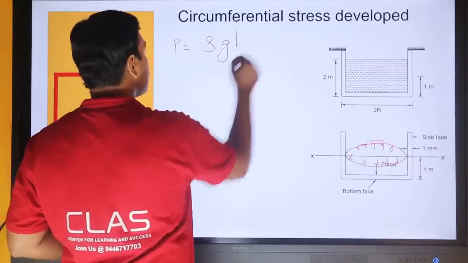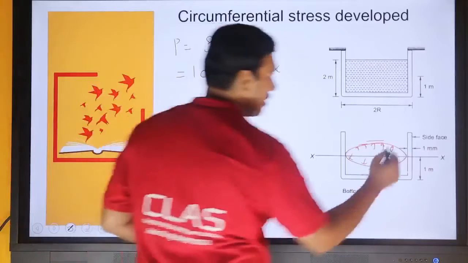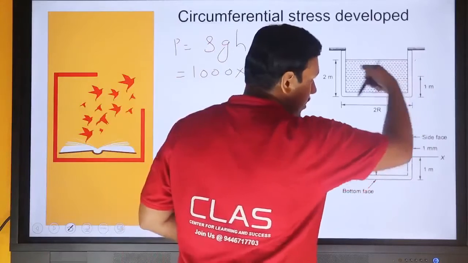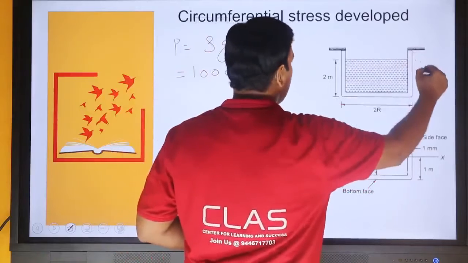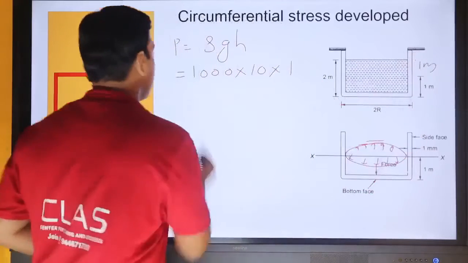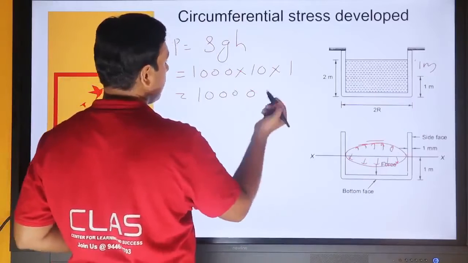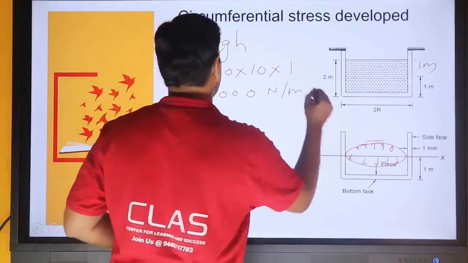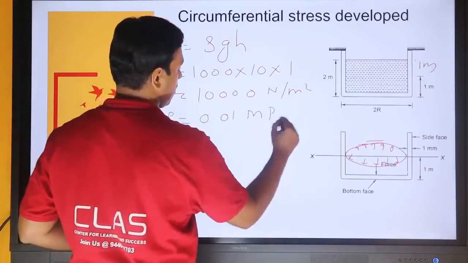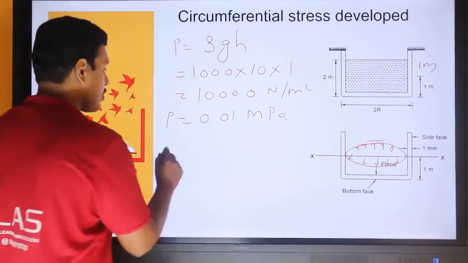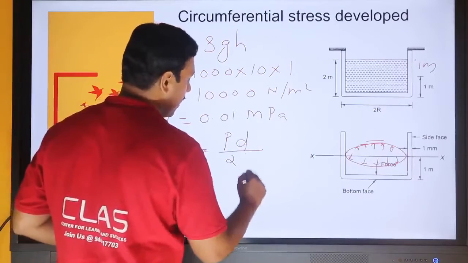The pressure is equal to rho GH. Rho is 1000 into G is equal to 10, and height. Here the height is at midpoint. We are considering the pressure acting at the midpoint, not at the bottom. So height H is 1 meter. So we get 10,000 Newton per meter square. In megapascal, we get P is equal to 0.01 megapascal. Then the equation to find out circumferential stress or hoop stress is equal to PD divided by 2T.